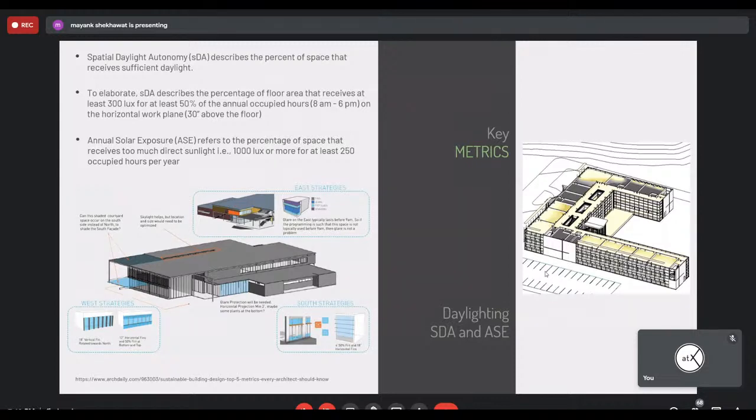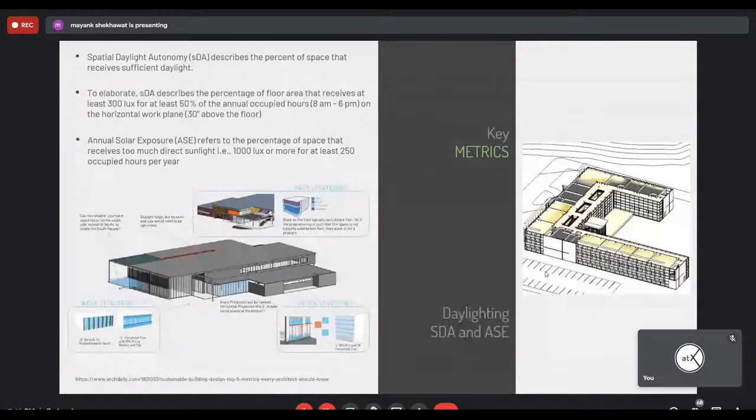Now, the second metric we will look at is the spatial daylight autonomy and the annual solar exposure. Both of these go hand in hand. And it's something that you were always aware of, at least I always was, but I just didn't have a term for it and how to measure it. It's something that we always, even subconsciously, maybe consider when we're designing. Now, the spatial daylight autonomy describes the percent of space that receives sufficient daylight. Simple, that's it. Everybody prefers to have their interior spaces naturally lit as much as possible.